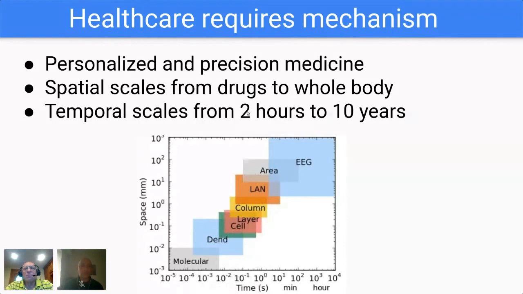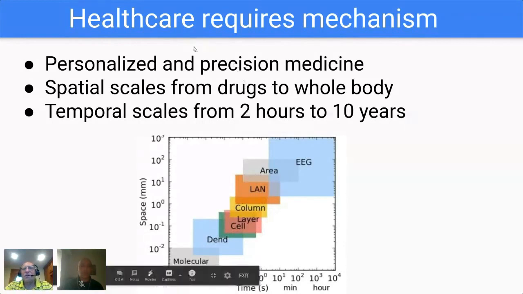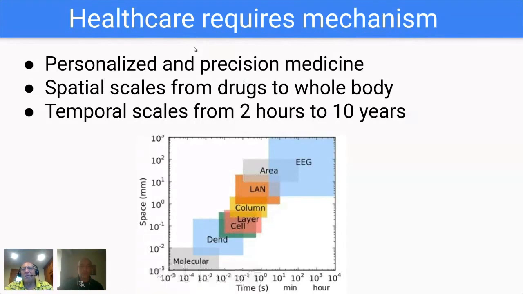So as I said before, healthcare really requires that we think about mechanism. We can't simply say, okay, we understand things at a very high level, although it's important to understand things at a high level, and then not get into mechanism, because if you want to intervene, it's through mechanism. And I want to just introduce the terms that most people will be very familiar with: personalized and precision medicine.